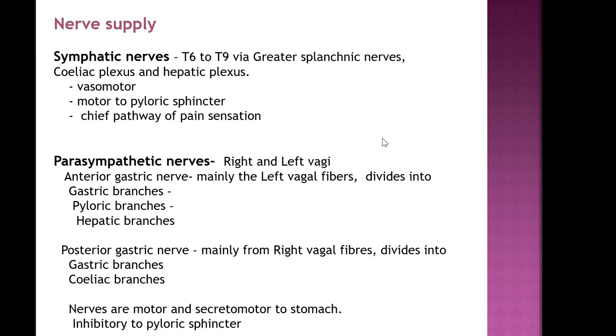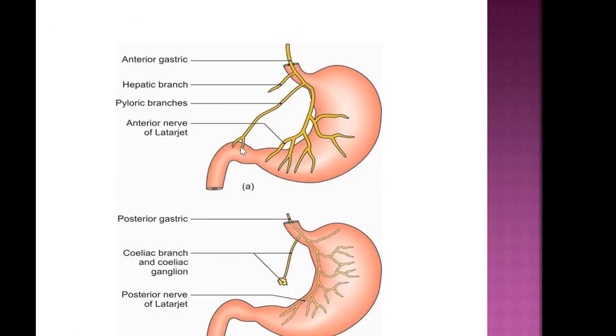The parasympathetic supply is from the right and left vagi. It forms the anterior gastric nerve or anterior vagal trunk and the posterior vagal trunk. The anterior gastric nerve mainly contains fibers from the left vagus and divides into gastric, pyloric and hepatic branches. There are many gastric branches which supply the fundus and body of the stomach. There are only two pyloric branches, which supply the pyloric antrum and pyloric canal.